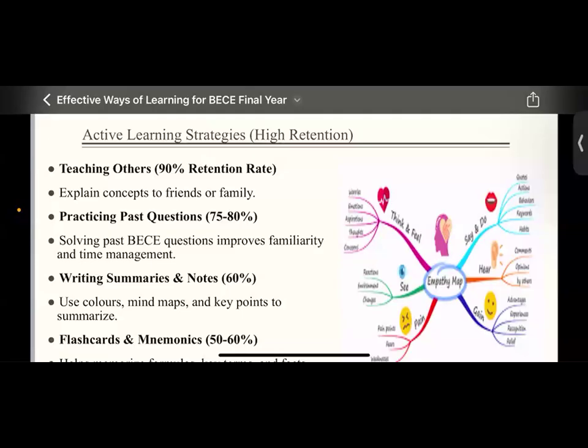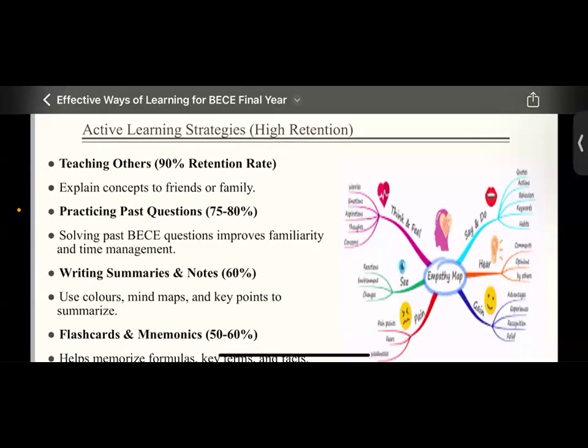Then you can use mind maps. A lot of people do not know mind maps. So a mind map is what you can see in the picture to the right side of your screen. Mind map means that you are trying to symbolize things you've learned in a very simple form.